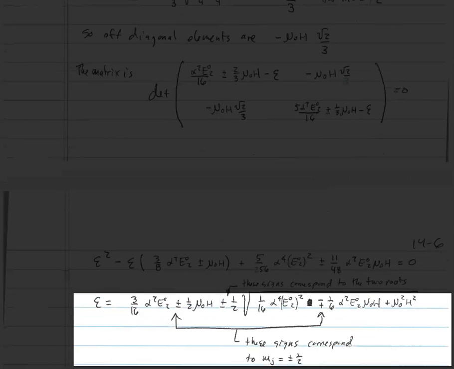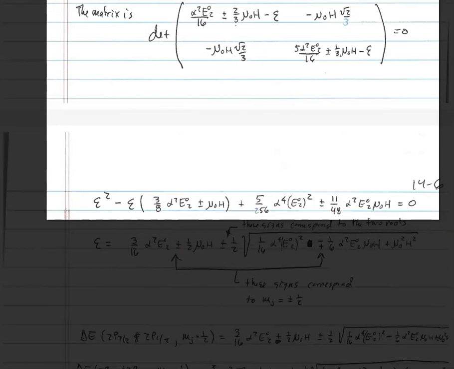It's going to give me a quadratic equation in epsilon. The algebra gets a little bit messy, but you can do it pretty carefully and straightforwardly. We get an epsilon squared term. The coefficient of the epsilon term is minus the trace, so we just have to add those 2 guys together. I get a 5/16 plus a 1/16, that's 6/16, which is equal to 3/8. So I get a 3/8 alpha squared E0 2. And then I will get a plus or minus 2/3 plus 1/3. That's plus or minus 1. So I'll get plus or minus mu 0 H. That's times epsilon. And then I have to calculate the determinant of the matrix to get the remaining constant term.